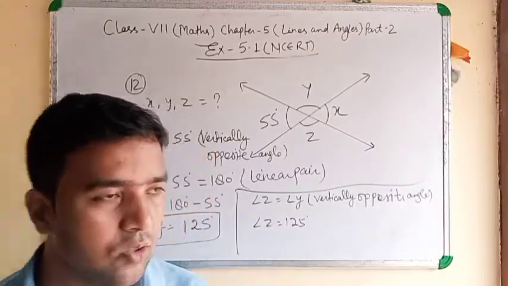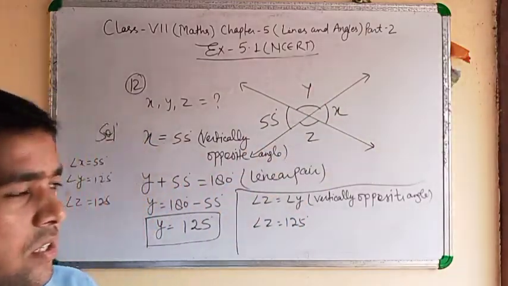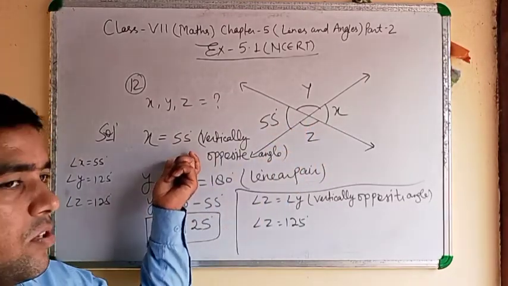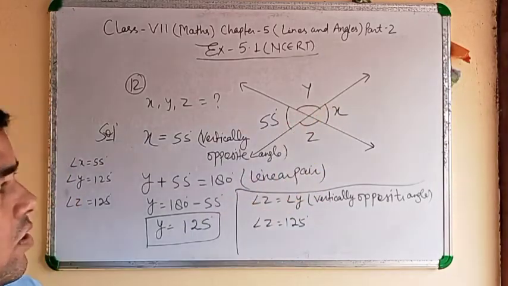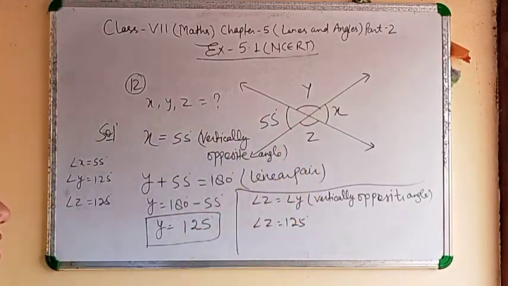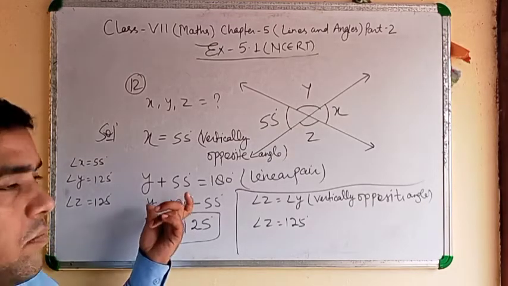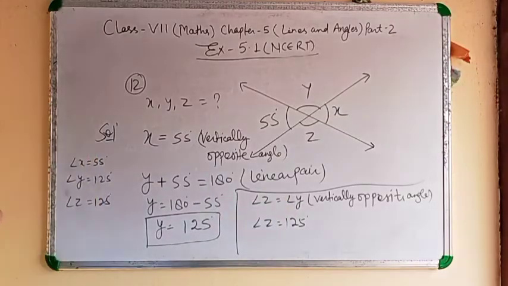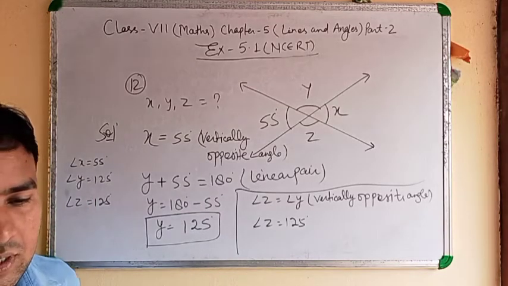Once again I am telling you, a figure is given. Find the value of x, y, z. x equal to 55. Why? Because of vertically opposite angles. Angle y plus 55 equal to 180 by linear pair. Then y equal to 180 minus 55 equal to 125 by the transposition method. Angle z equal to angle y by vertically opposite angles, which means angle z equal to 125 degrees. Clear? Note down this.